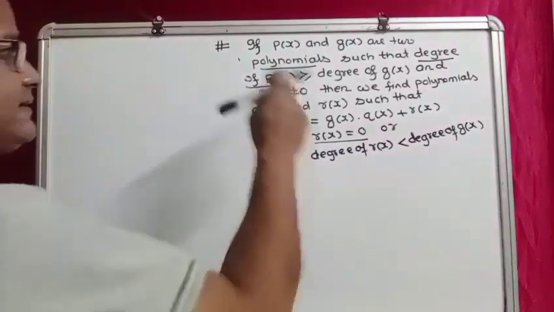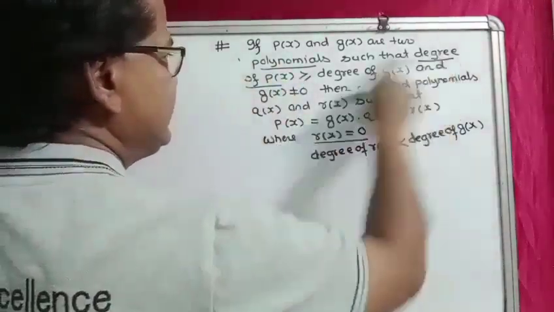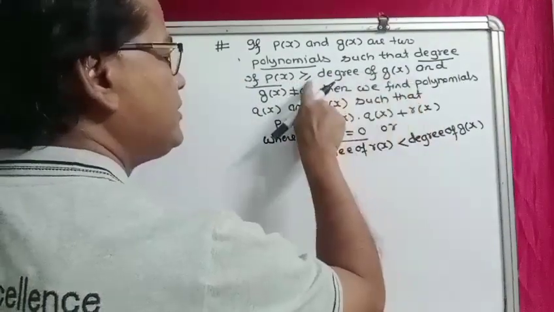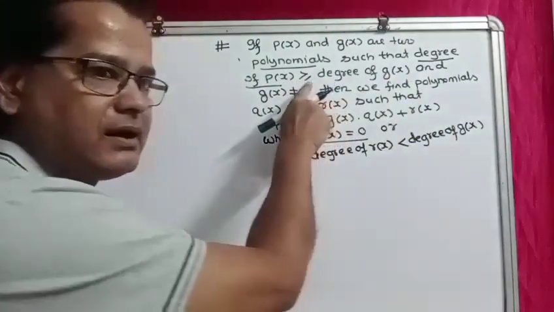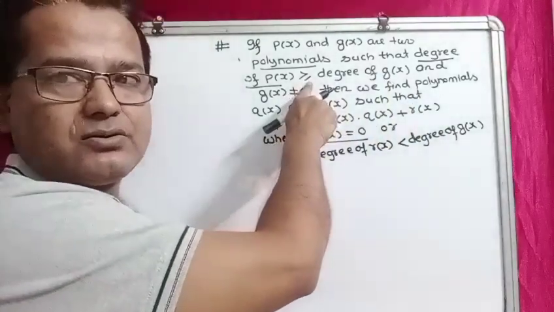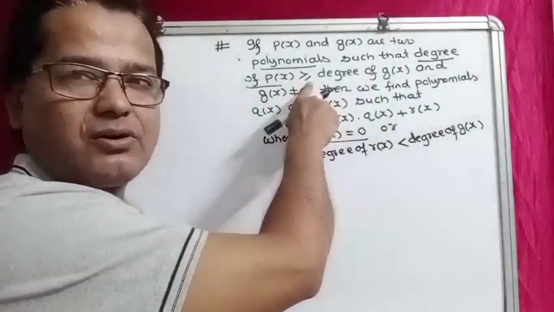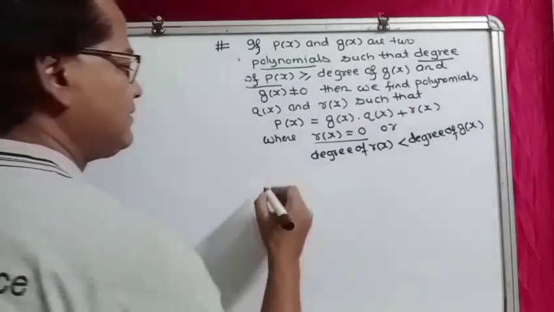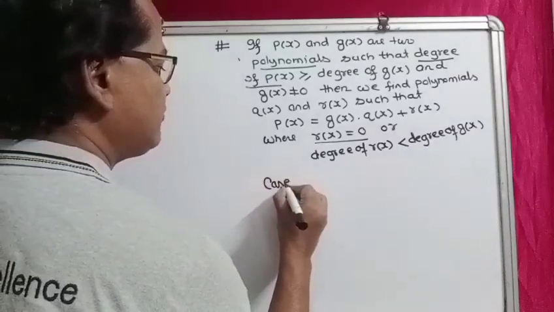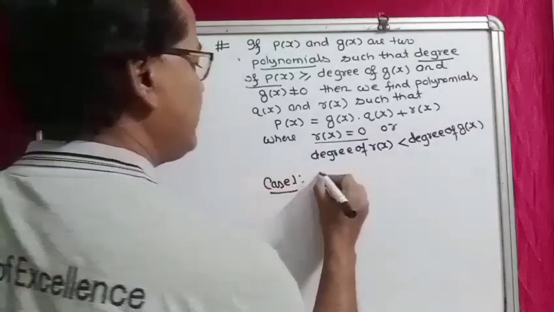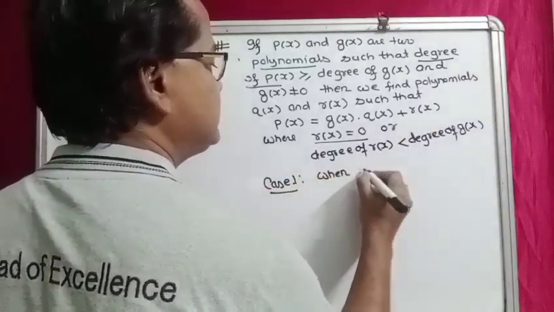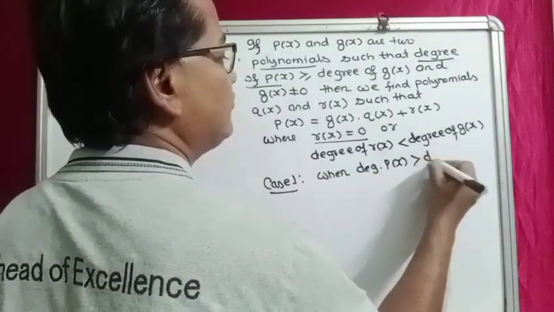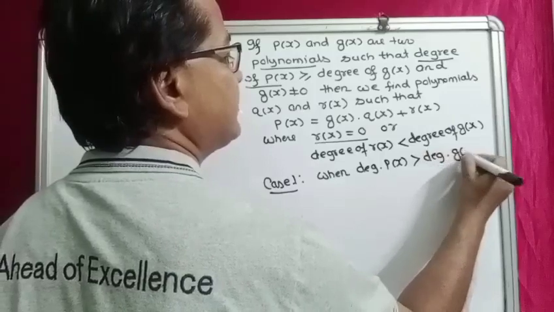Since in the question it is given degree of p(x) is greater than or equal to degree of g(x), from here two possibilities are there. Either degree of p(x) would be more than degree of g(x) or equal to degree of g(x), right? So taking both the cases one by one, suppose case 1, when degree p(x) is greater than degree g(x).